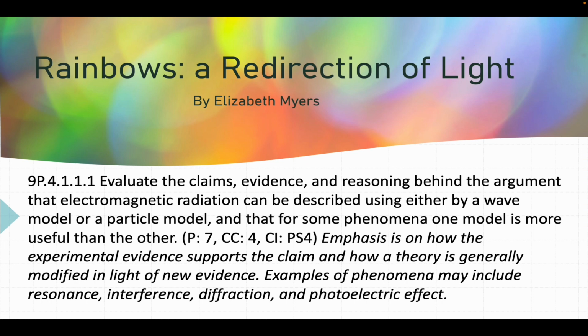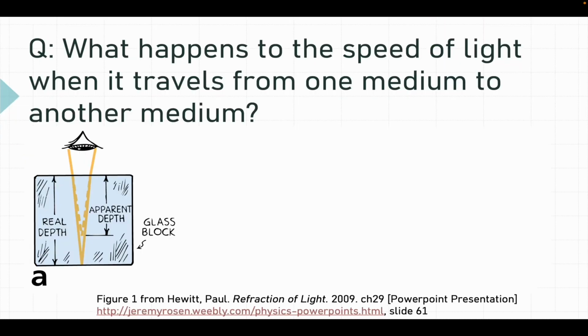9P4111, evaluate the claims, evidence, and reasoning behind the argument that electromagnetic radiation, aka light, can be described using either a wave model, and refraction is an example of that, or a particle model, and that for some phenomena, one model is more useful than the other. So what happens to the speed of light when it travels from one medium to another?